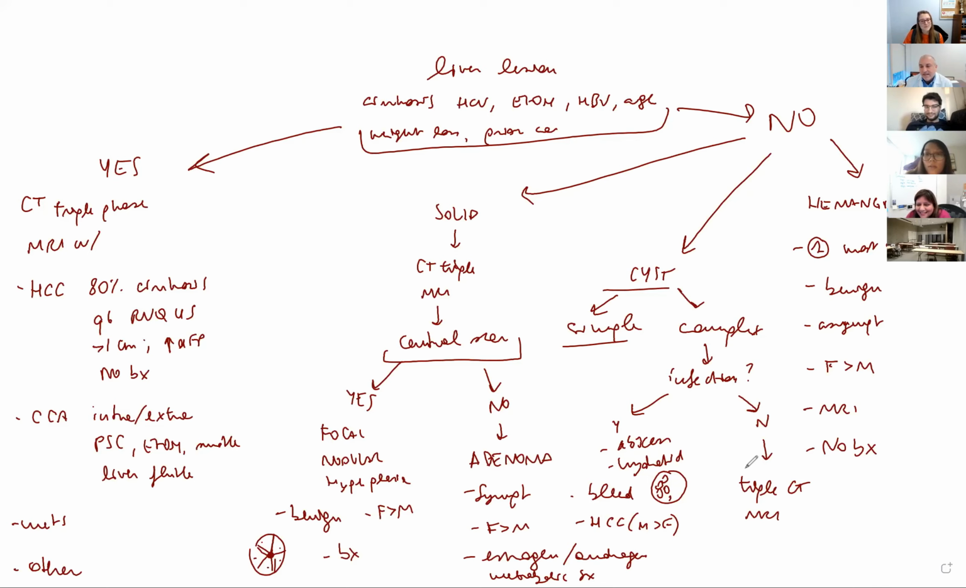And many people recommend doing them every 6 months alternating, right? So you're doing something every 6 months, ultrasound, alpha fetoprotein, et cetera. But this guy was hep B negative, we already know.